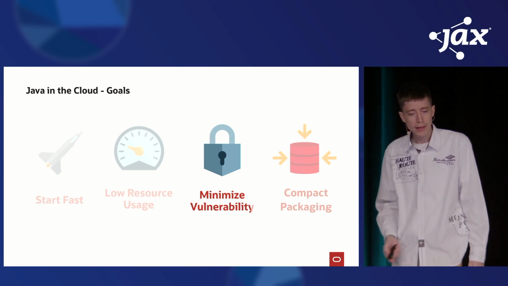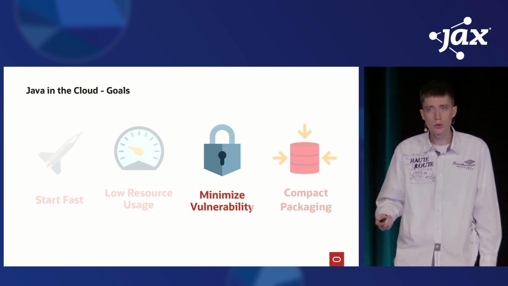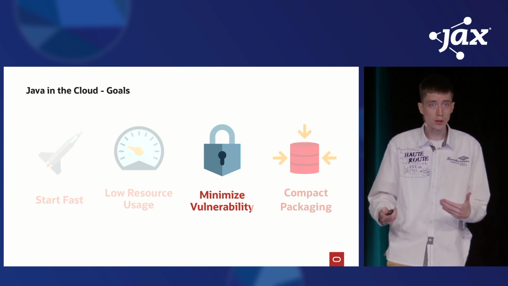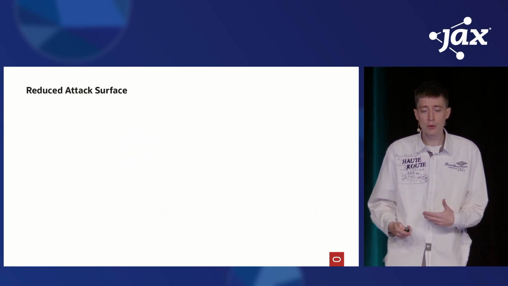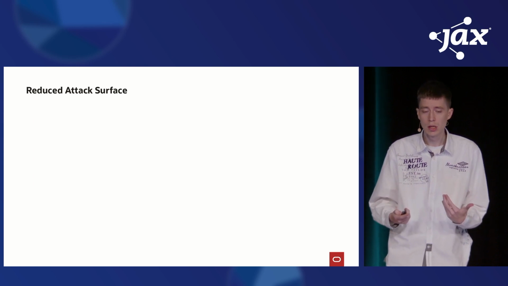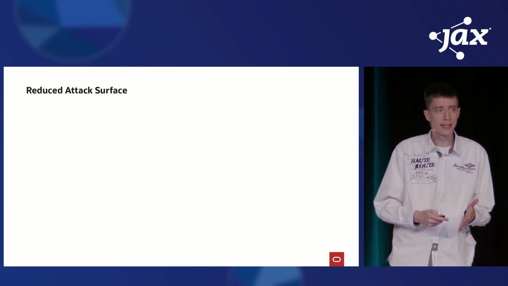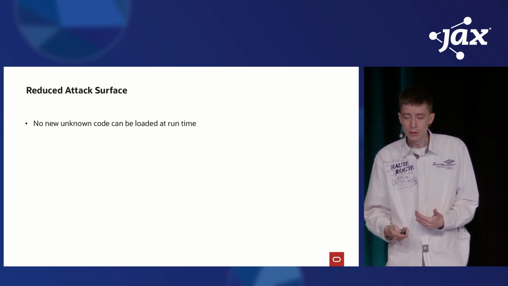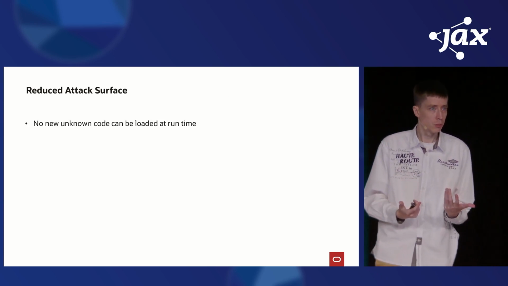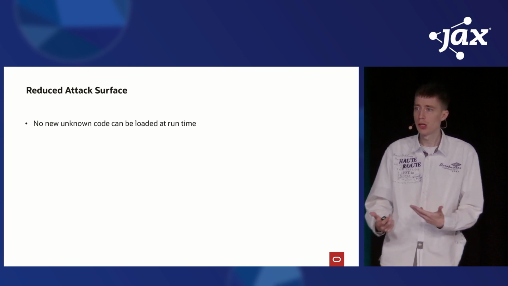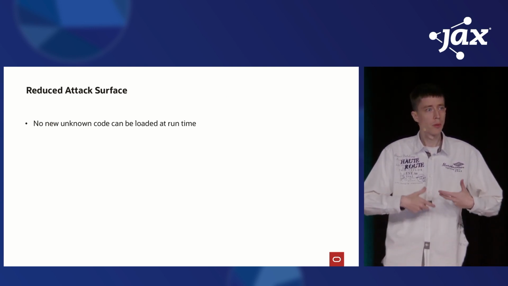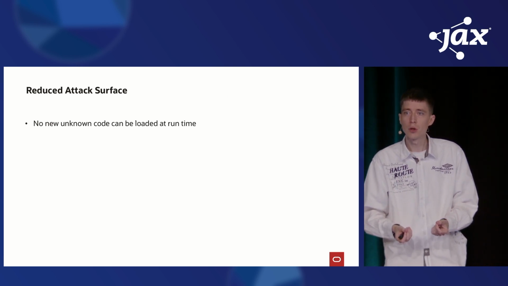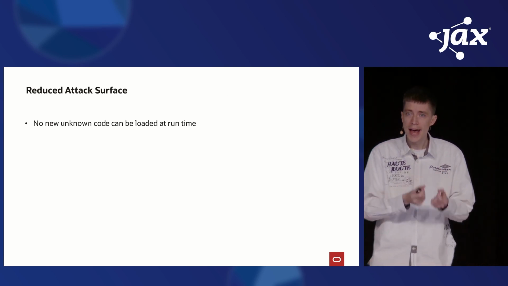So now we had starting up fast and low resource usage. We also want to be as secure as possible. So how does ahead of time compilation help security? The answer to that is that it reduces the possible attack surface. First, in our ahead of time compilation mode, there cannot be new code loaded at runtime. So nobody can inject new code into the system because all of the code needs to be available at build time.